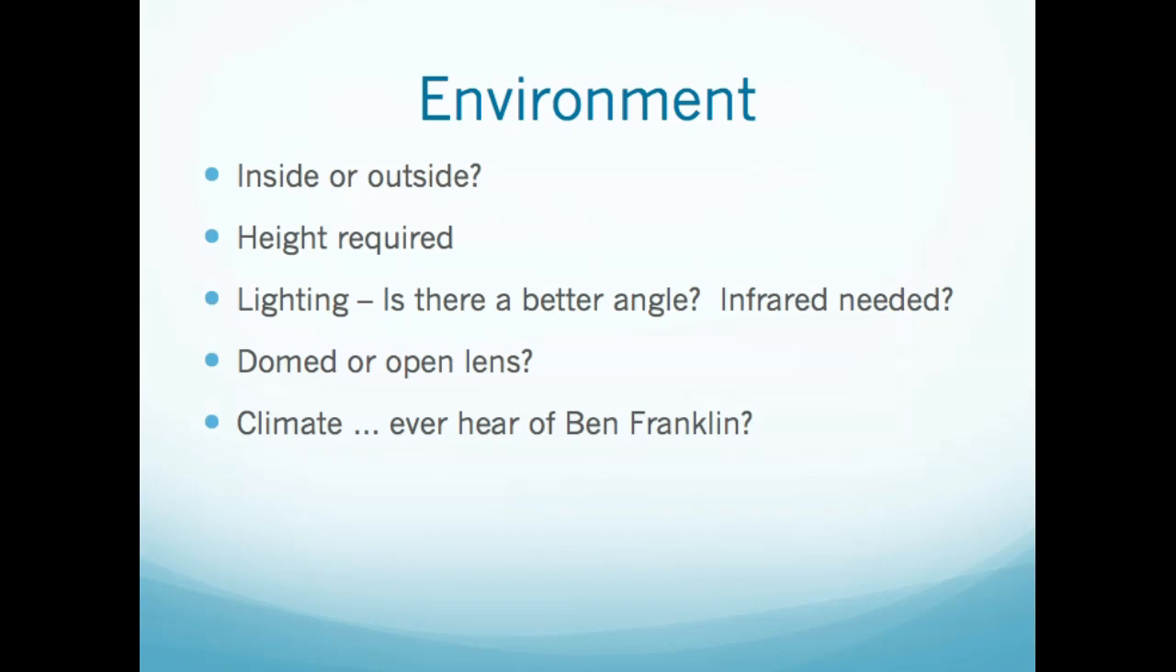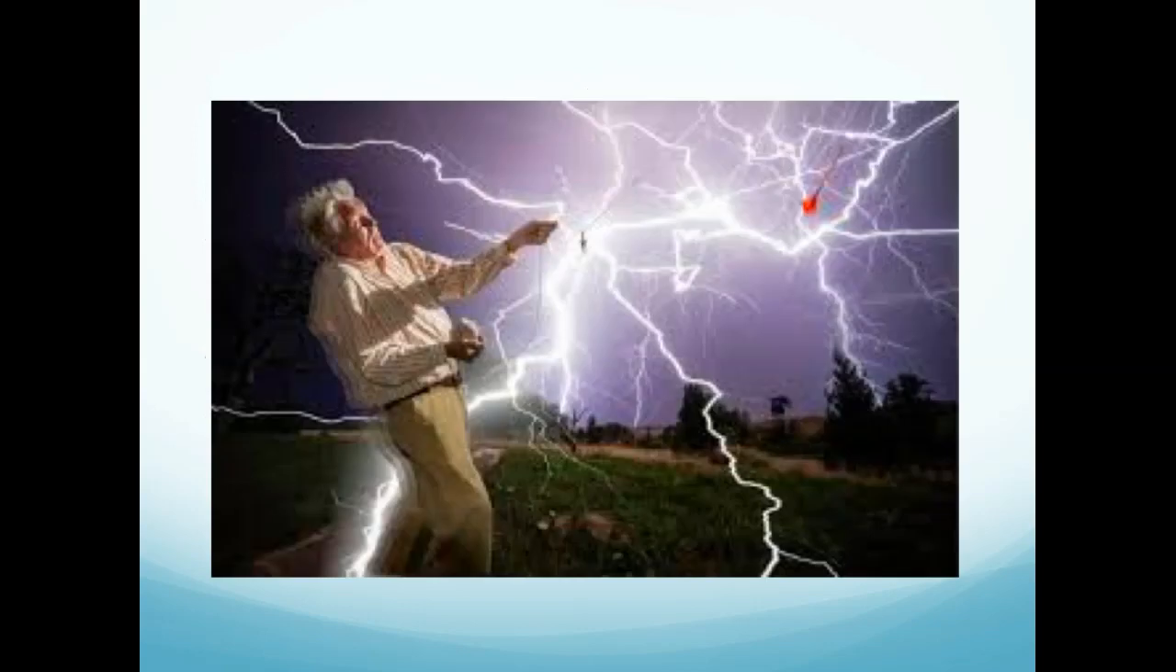And then climate. Climate is different than weather for inside and outside, but this is something tried and true, and our friend Ben Franklin told us all about it. Because cameras hate lightning storms. They will blow out the camera itself. They will blow out power supplies. Lightning can blow out converters.